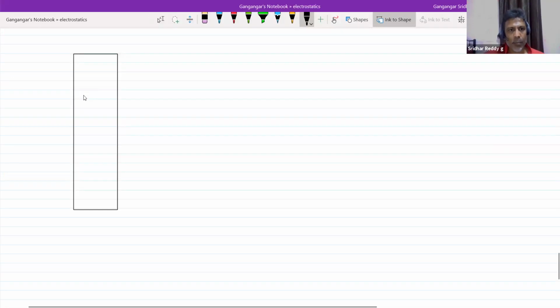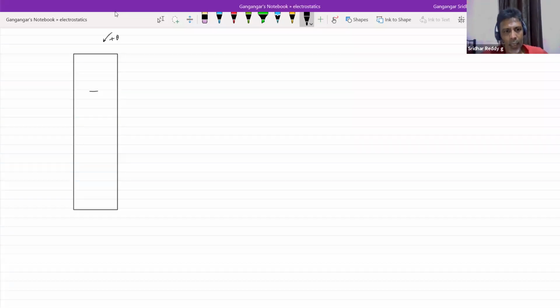Okay, there's a conducting plate. I'll give a plus q charge to it. What will happen to this? Let me take iron, this iron conducting plate. Where will this charge go? The charge will reside on the faces like this. For the time being, let me take a thin conducting plate. Thin or thick doesn't matter, but for our simplicity, let me make it thin.